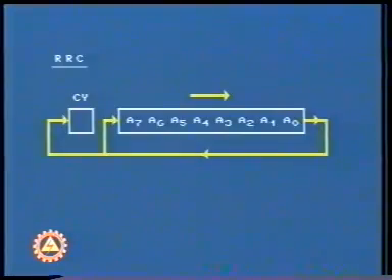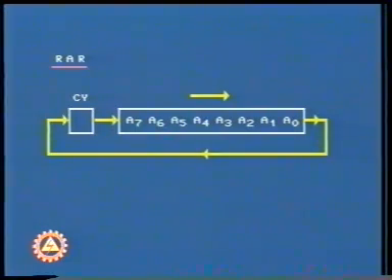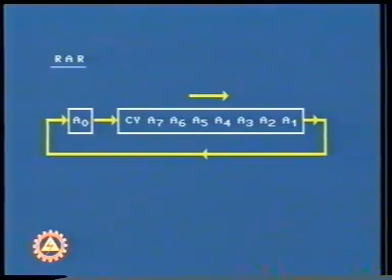On execution of RRC instruction, each bit of the accumulator is shifted right by 1 bit. Least significant bit becomes most significant bit, and also least significant bit becomes carry bit. In RAR instruction, accumulator bits and carry bit are treated together as a 9-bit register. On execution of RAR instruction, each bit of this 9-bit register is shifted right by 1 bit. A0 becomes carry bit and carry bit goes to most significant bit of accumulator.